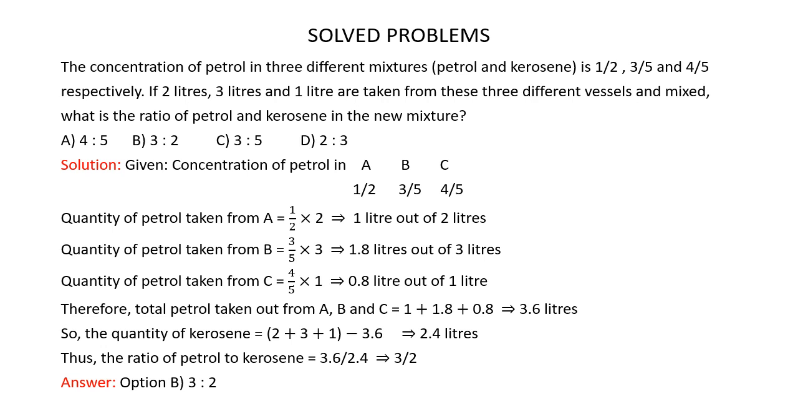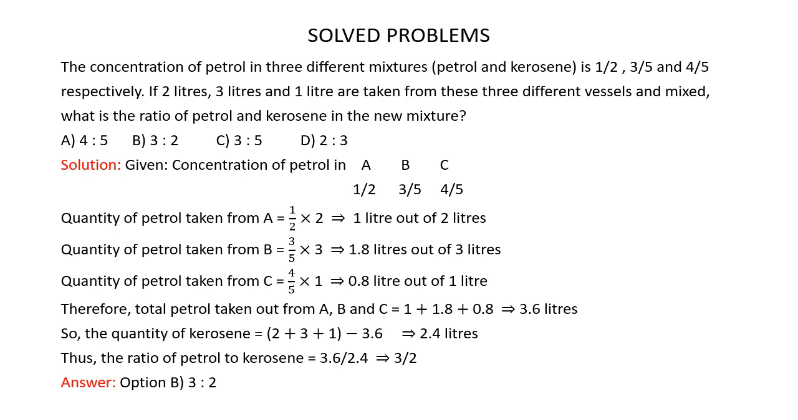So the total petrol taken out from vessels A, B and C is equal to 1 plus 1.8 plus 0.8, which is 3.6 liters. Now it's given that 2 liters is taken from vessel A, 3 liters is taken from vessel B and 1 liter is taken from vessel C. So total amount taken is 6 liters.